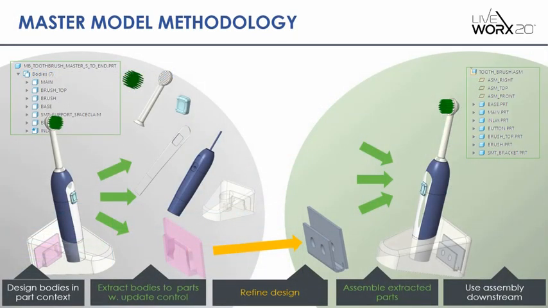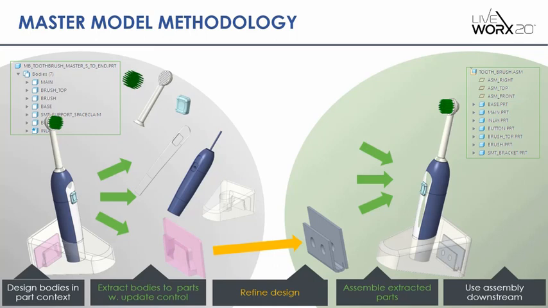Here, the typical workflow of the master model methodology. This toothbrush example shows a multi-body master model on the left side containing a number of bodies designed in the context of the master model part. These bodies can then be extracted to separate parts and assembled into the final toothbrush assembly. The final assembly would then be a regular assembly with parts being individual business objects listed in the bill of material. Due to the supported associativity and update control capabilities, changes made in the master model can then be propagated to the final parts in the assembly.